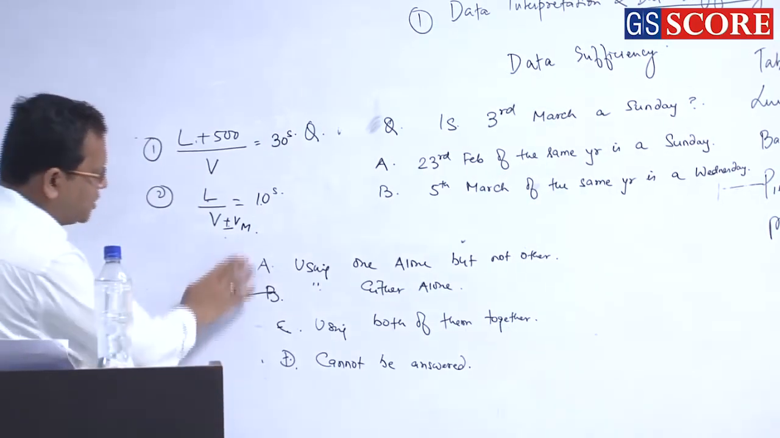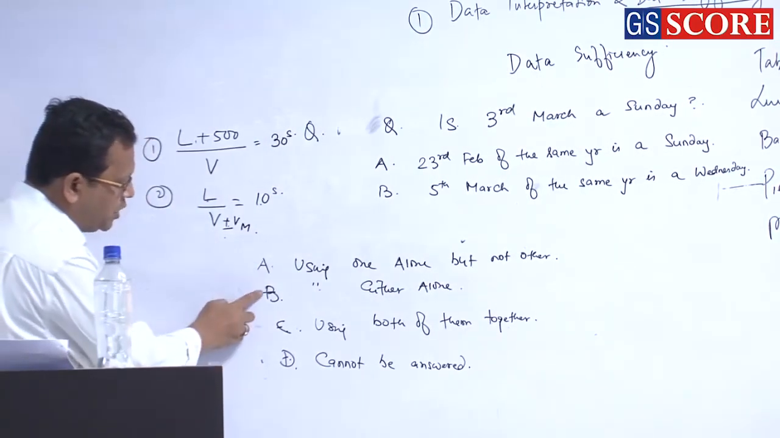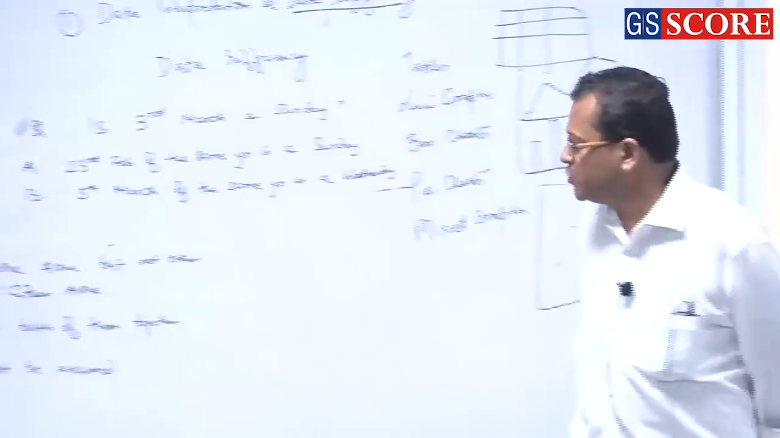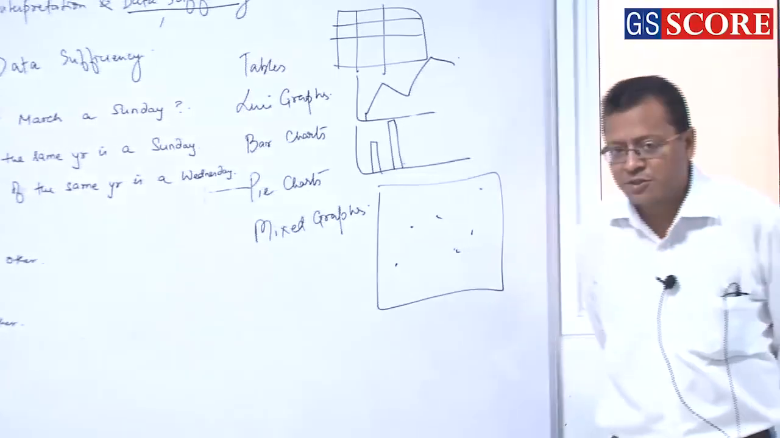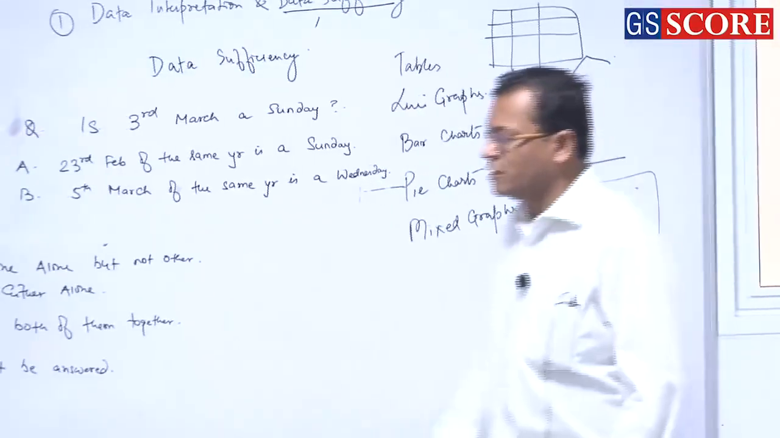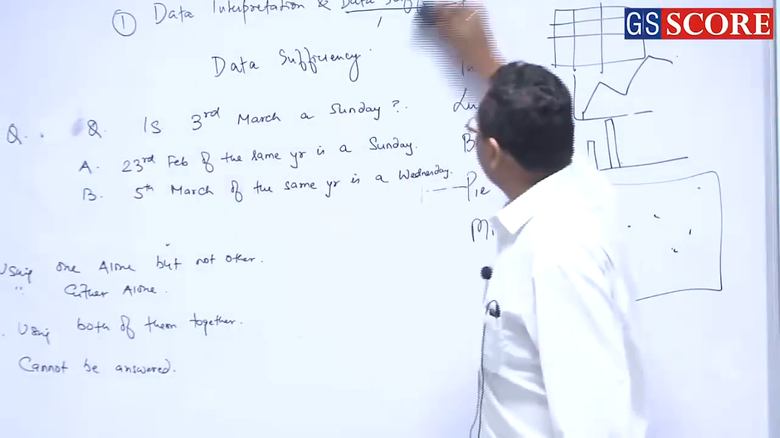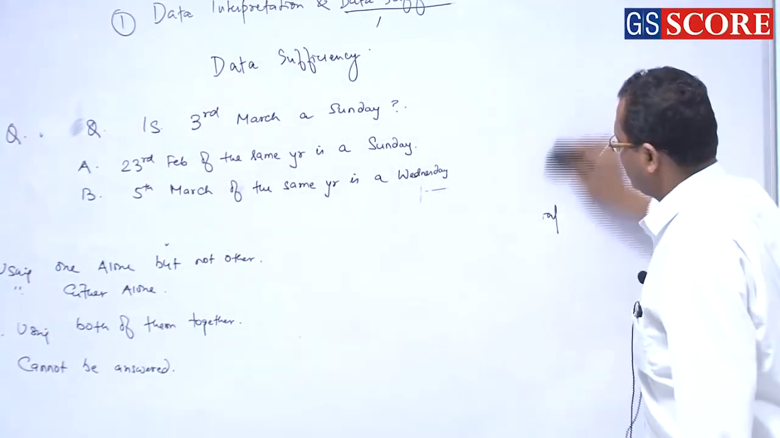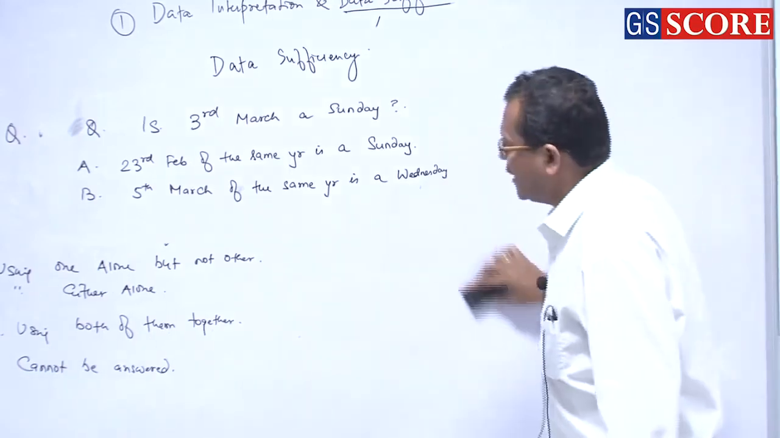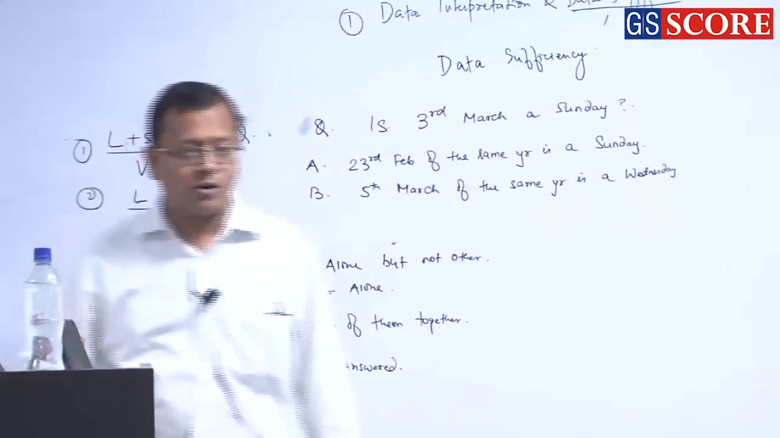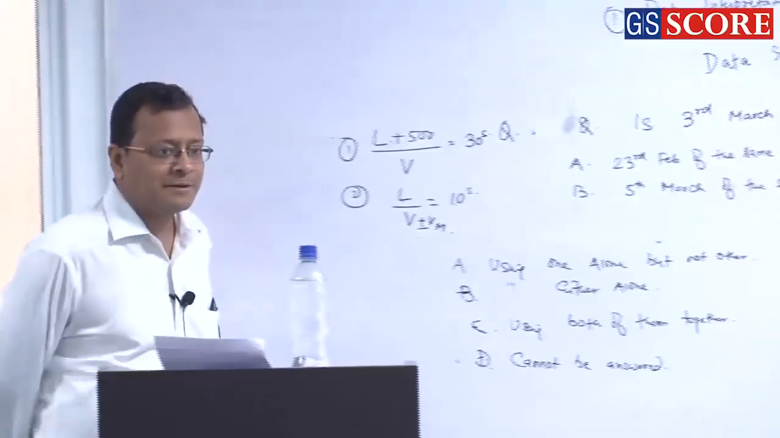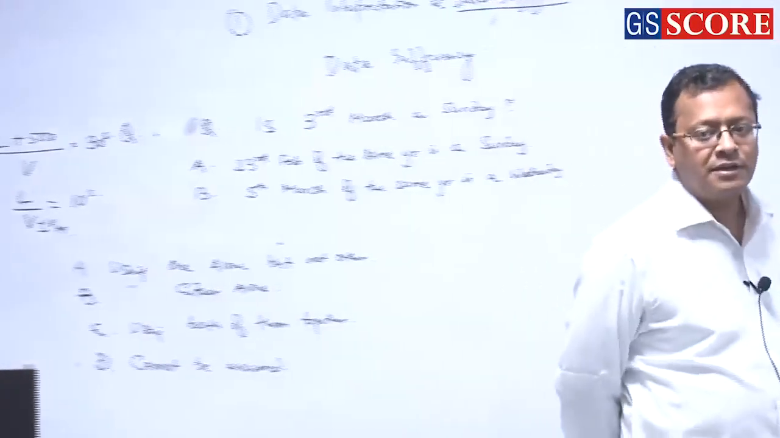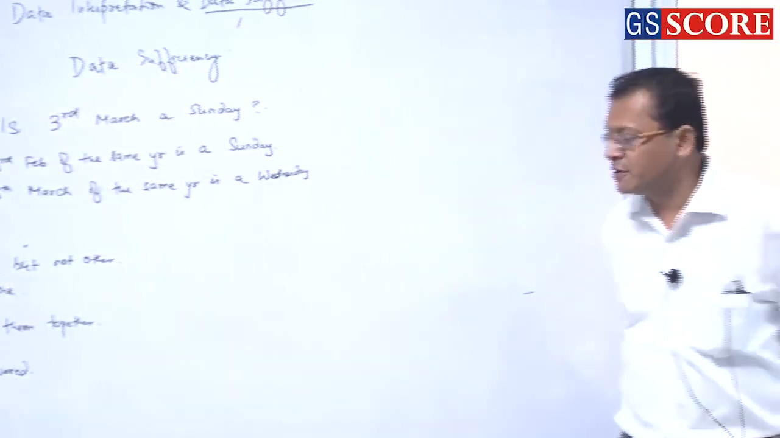So, and the options are something like this: A, B, C, D. A means question can be answered using one alone but not other. Question can be answered using either statement alone. So tell me, what is the answer to this question? A means using one alone but not other alone is your answer. So think a little bit. You might be correct, you might be wrong.